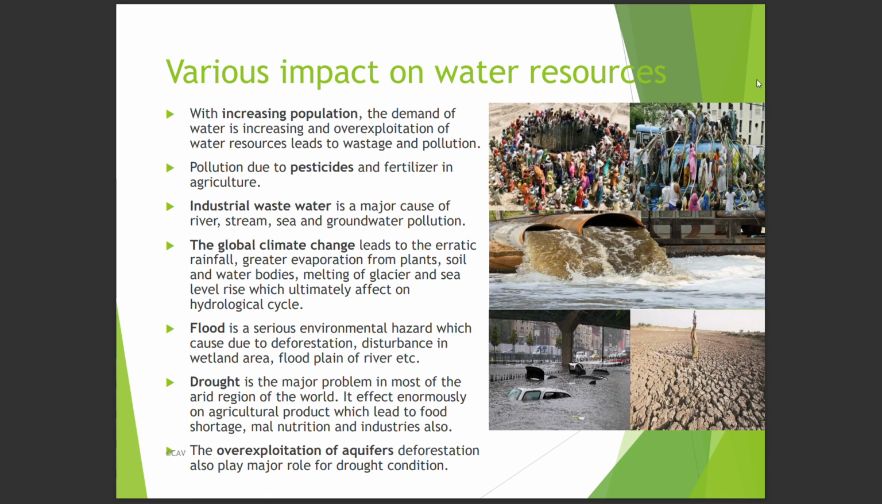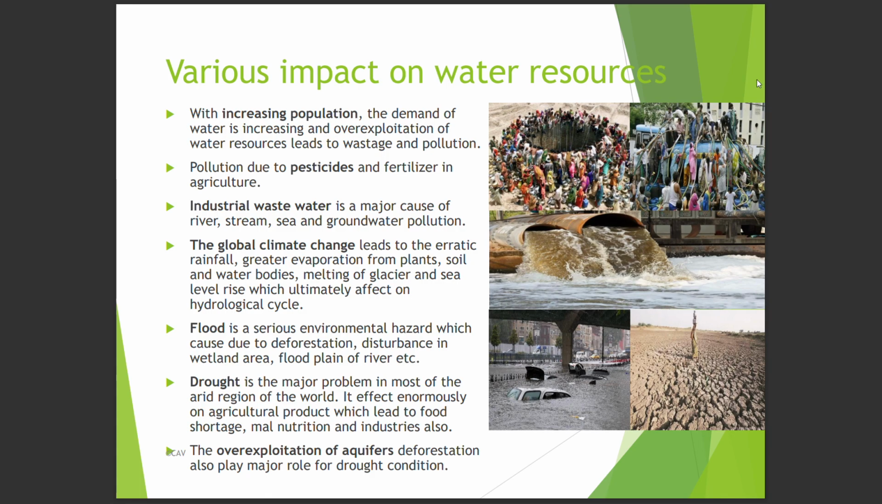The global climate change leads to erratic rainfall. Erratic rainfall means the rainfall which is not on time. Sometimes in summer season it rains, in winter also it rains, but in rainy season it doesn't rain. Greater evaporation from plants, soil and water bodies, melting of glacier and sea level rise, which ultimately affect the hydrological cycle. Flood is a serious environmental hazard which is caused due to the deforestation, disturbance in wetland area, floodplain and river, etc.